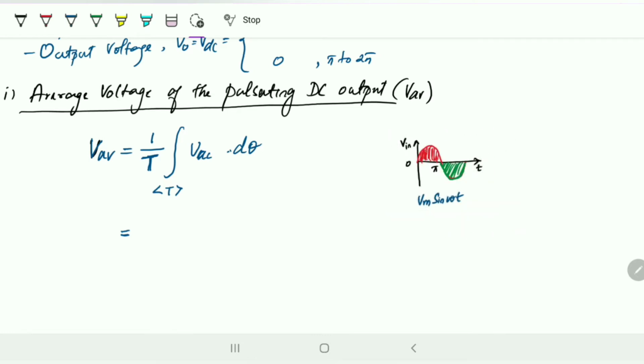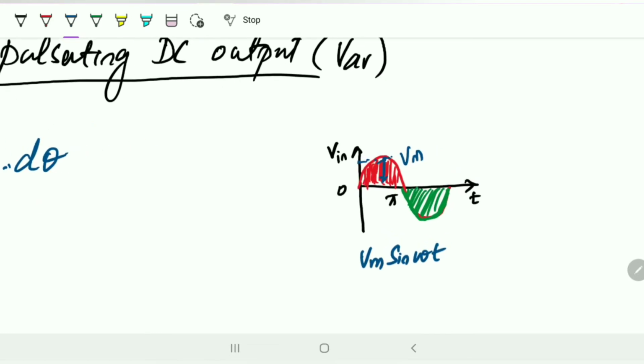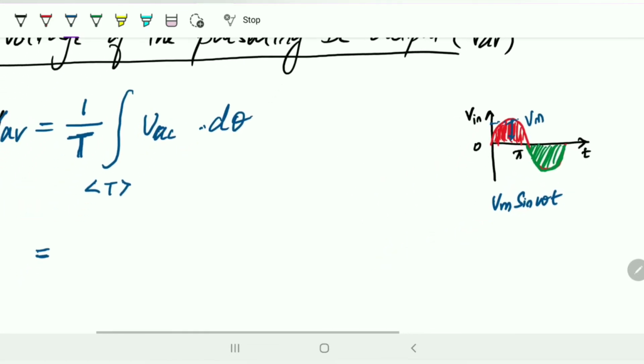So this is Vm. Okay, this level is Vm. This is Vm, you understand? So if I write this Vm here, the total time period is 2 pi, which is T. Okay, this T is nothing but 2 pi.